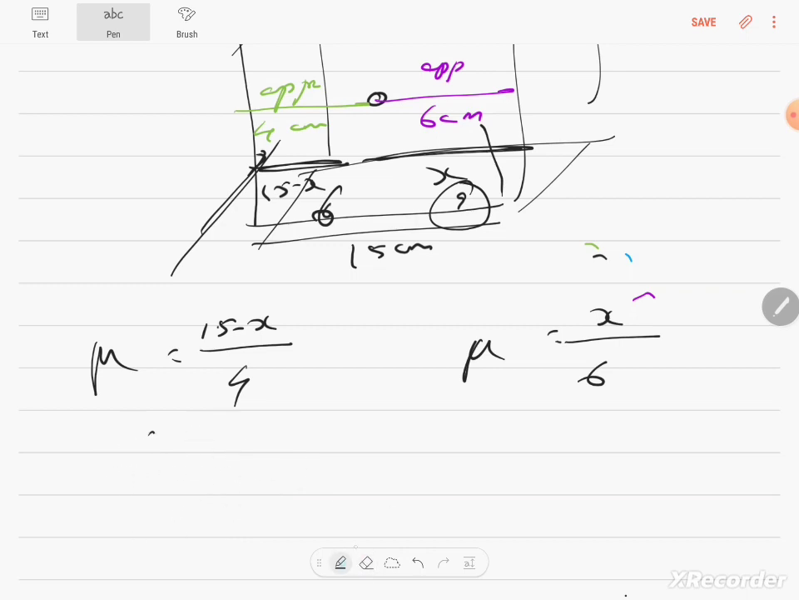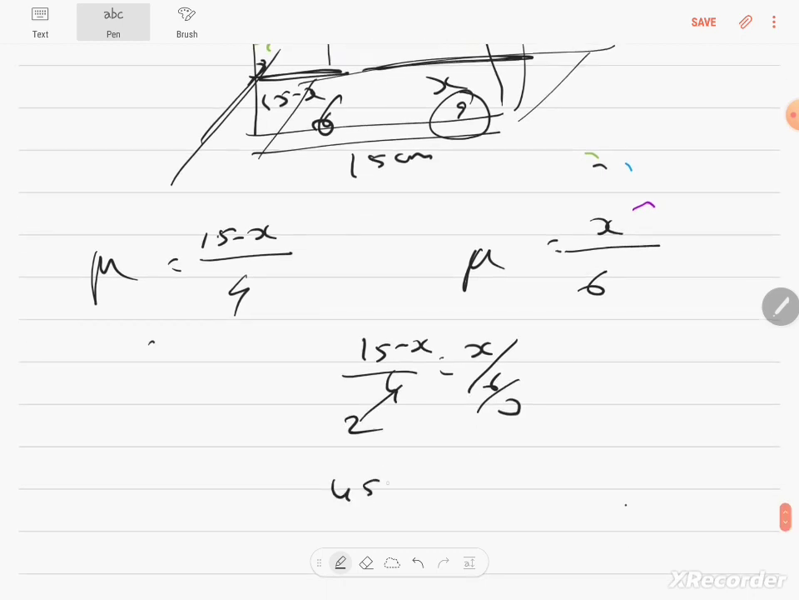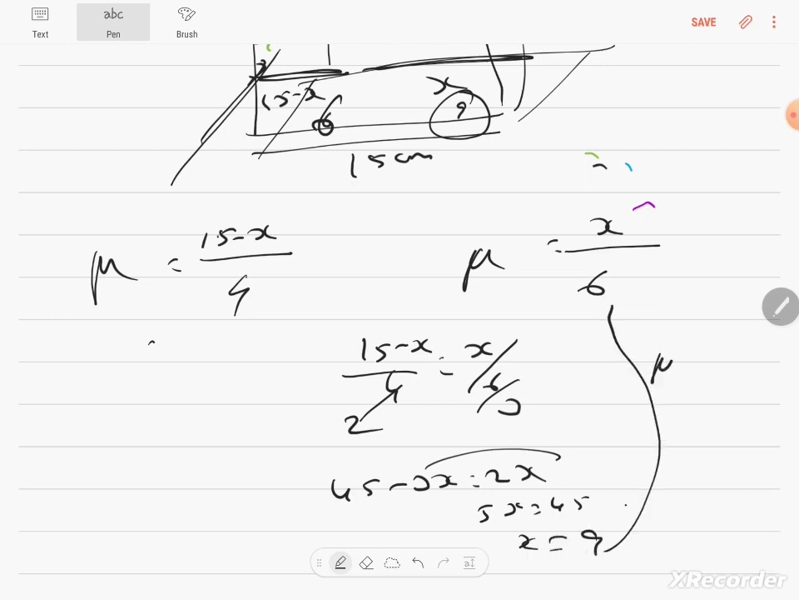So then equate both. 15 minus x by 4 is equal to x by 6. This will be 2 and 3. So 15 3s are 45. Minus 3x is equal to 2x. 5x is equal to 45. And therefore x is equal to 9. Take that and substitute in this formula. So then mu is equal to 9 by 6 or 3 by 2. The question is to find the refractive index. I blindly substituted the refractive index and found the real depth. Don't do that.